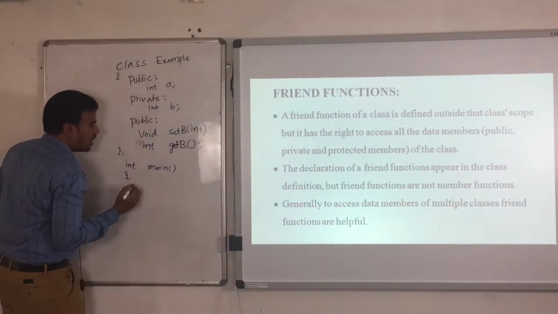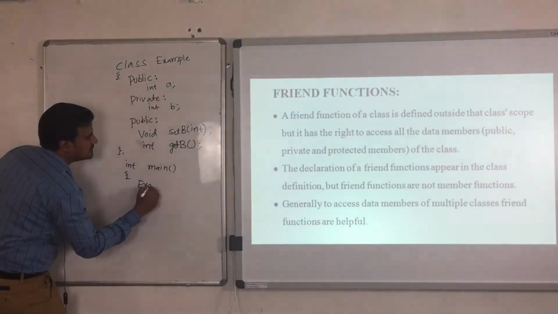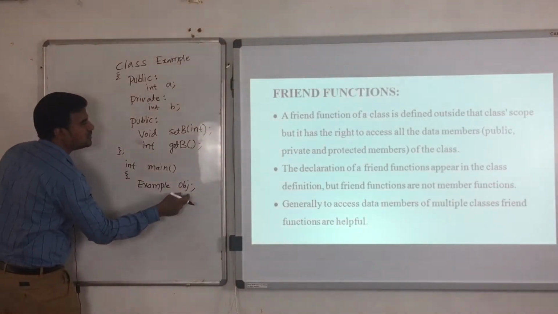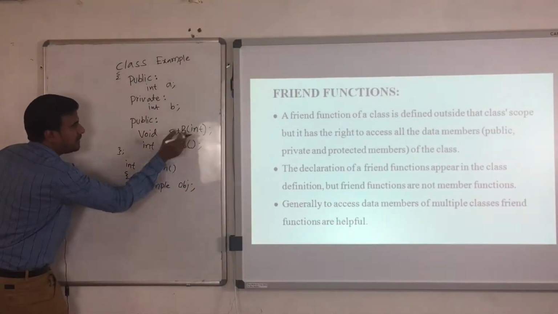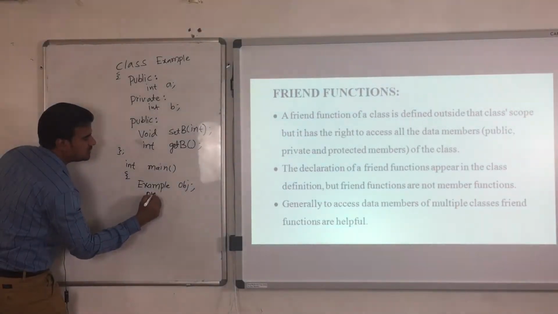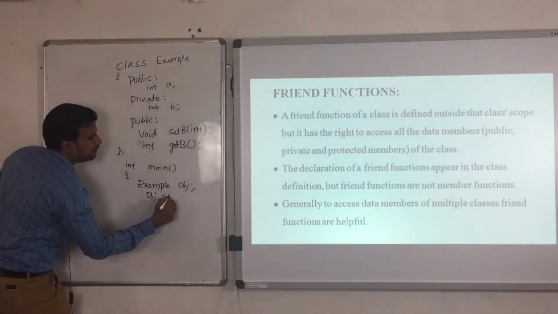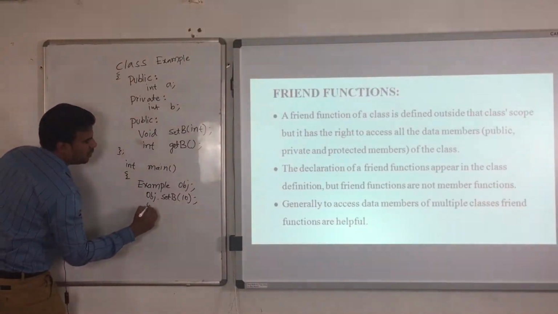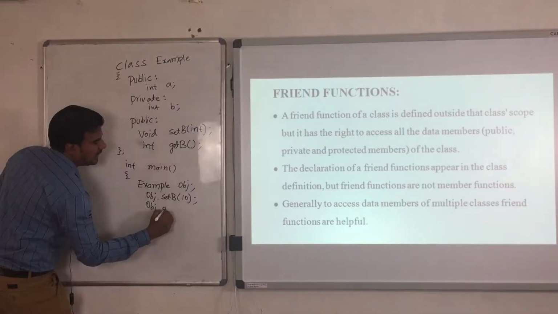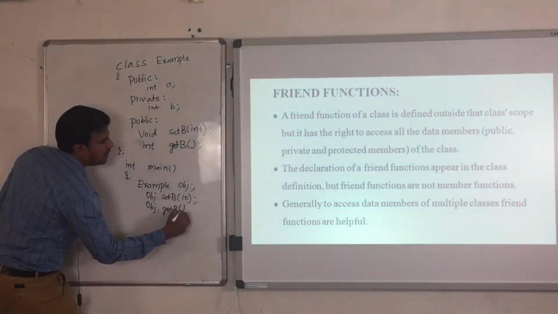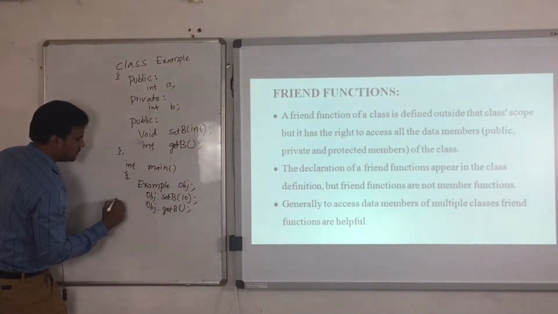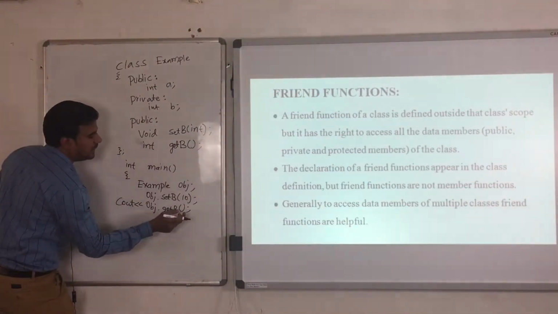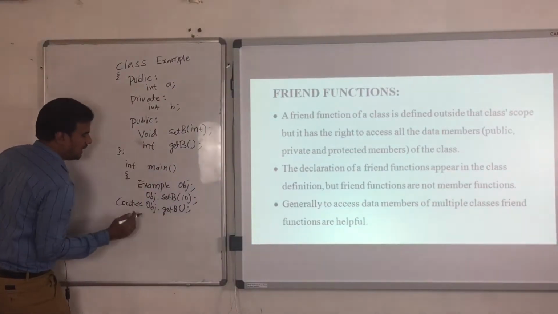So I have to create the object of this example: obj. Now using this obj, I can call set B by passing some value, obj dot set B of some 10. Next, obj dot get B will retrieve my value. So you just see out that one, cout of obj dot get B. This will print the value of B on the output screen.